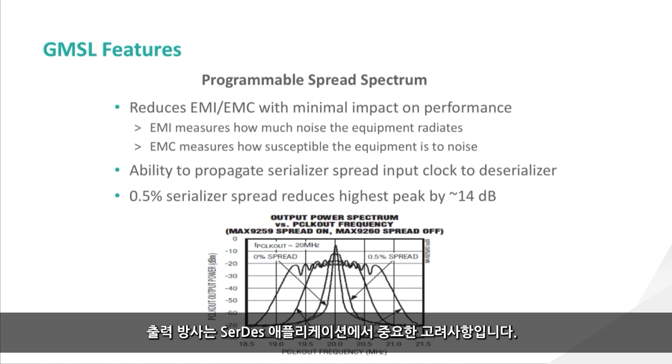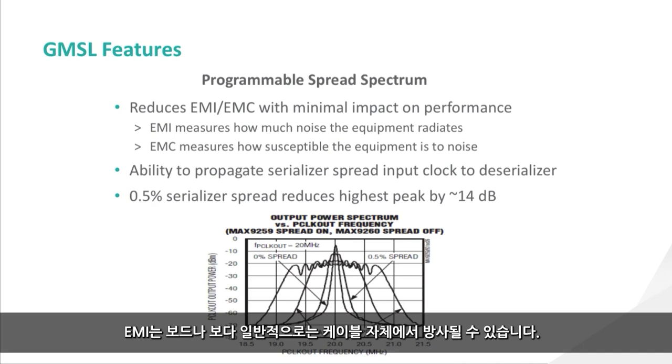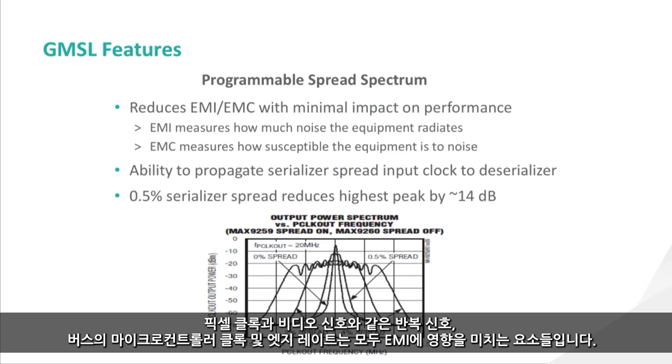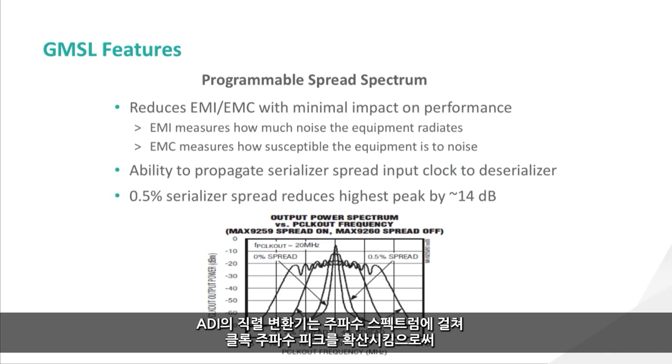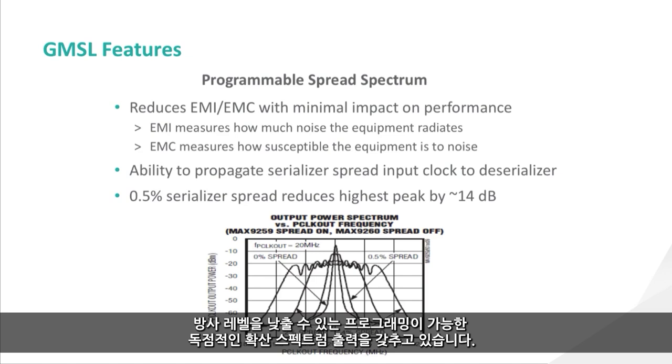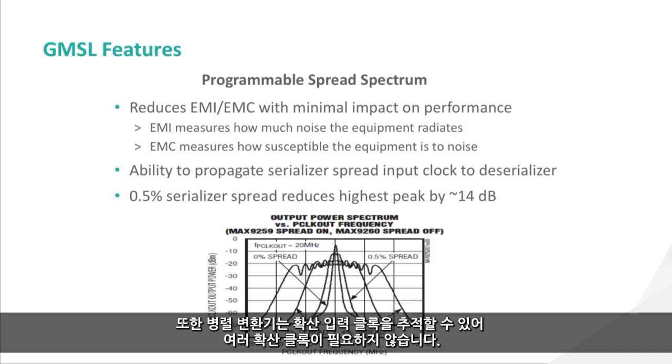Output emissions are an important consideration in SerDes applications. EMI can be radiated from the board or, more usually, the cable itself. The pixel clock, repetitive signals like the video signal, microcontroller clocks in buses, and edge rates are all factors that affect EMI. Maxim serializers contain exclusive programmable spread spectrum outputs to lower emission levels by spreading the clock frequency peaks across a frequency spectrum. In addition, the deserializer can track a spread input clock, eliminating the need for multiple spread clocks.